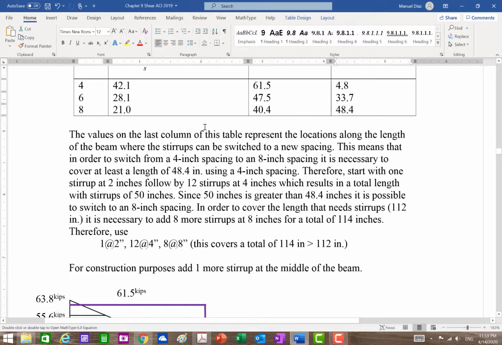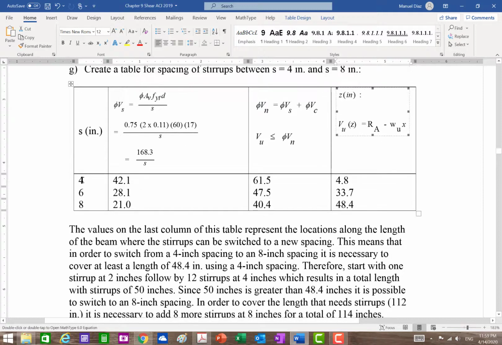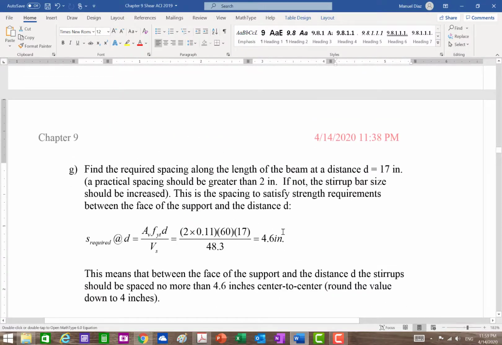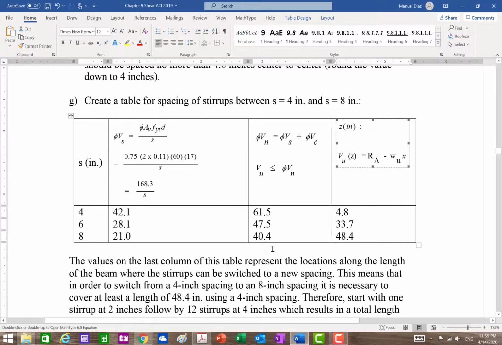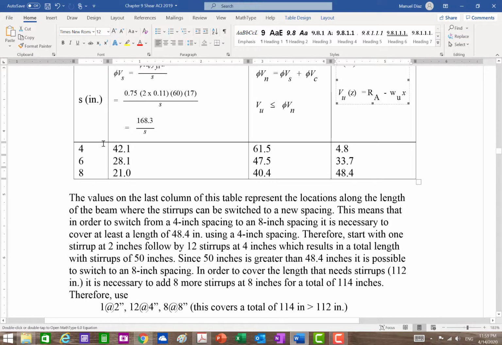So what is the idea? You have to start with this one because that's what you found here. Okay? So you have to start with that one. The 1 and 2 doesn't count. You always have to use that one. 1 and 2, 1 and 3. Okay? But then the question is, how many stirrups do I need at 4 inches to switch to, say, 8? You pick the next number. It's your choice. Okay? So how many do I need?